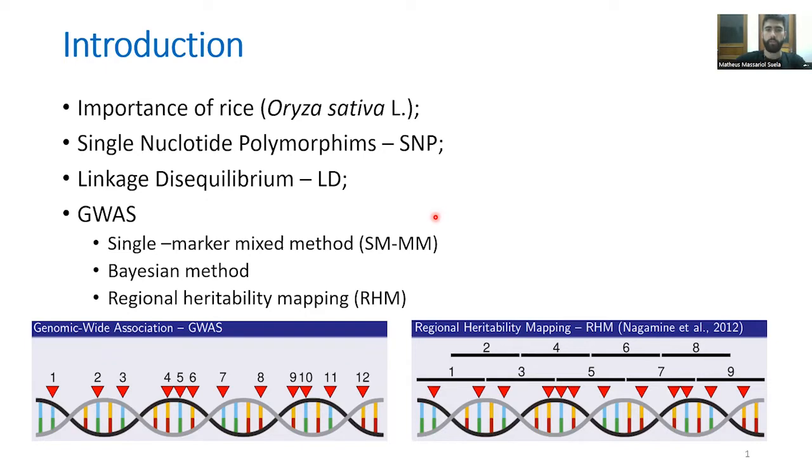However, the success of this methodology depends on the linkage disequilibrium, LD, between markers and the genes underlying each QTL. The GWAS methodologies used were mixed models, single marker, and Bayesian method, considering a single marker and a correct population structure, and a regional heritability mapping, RHM. Here, I show the basic difference between single marker and RHM, where using the second one, we consider in the model the region factor.